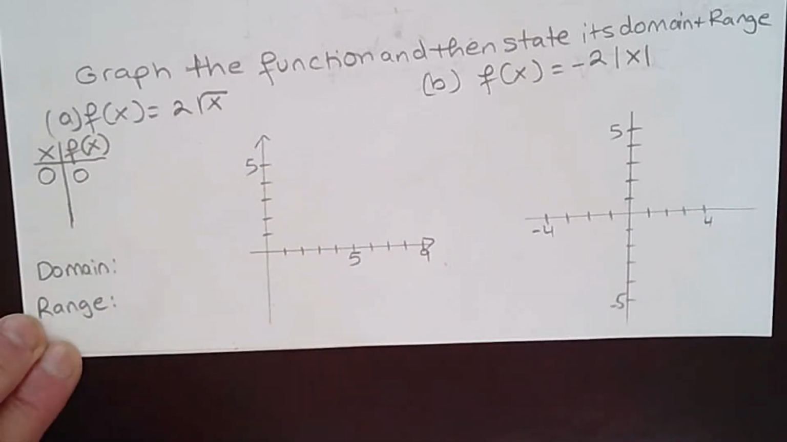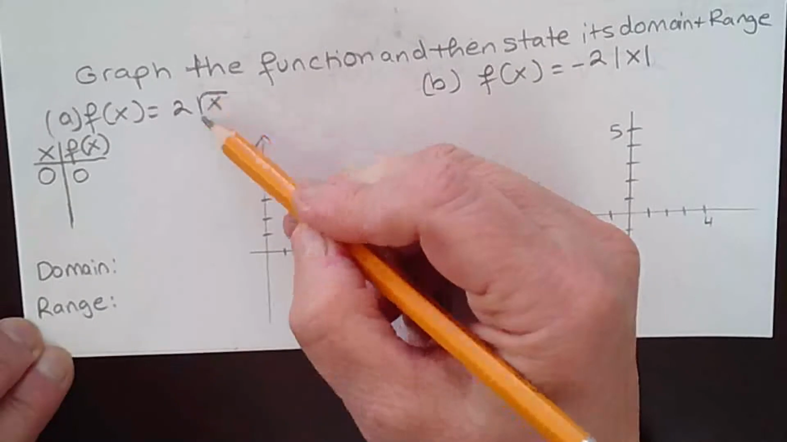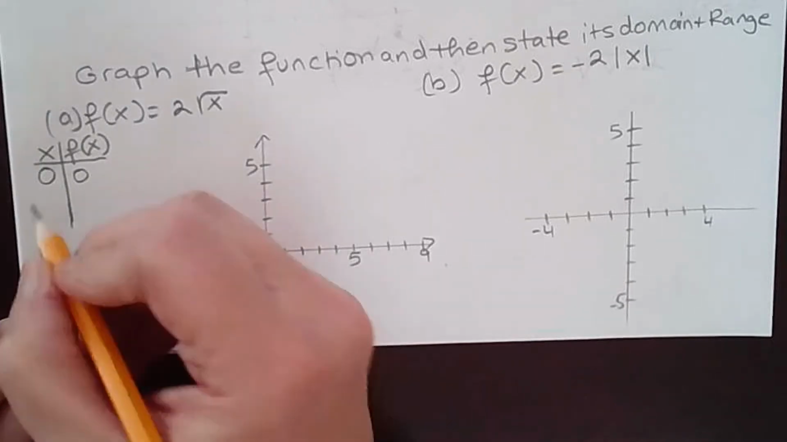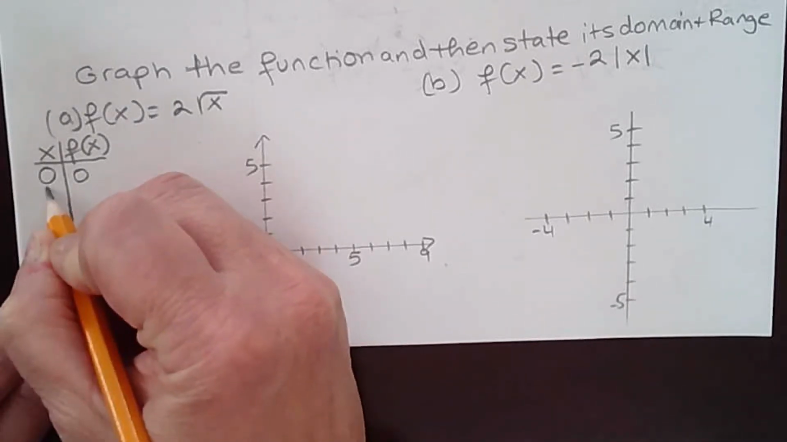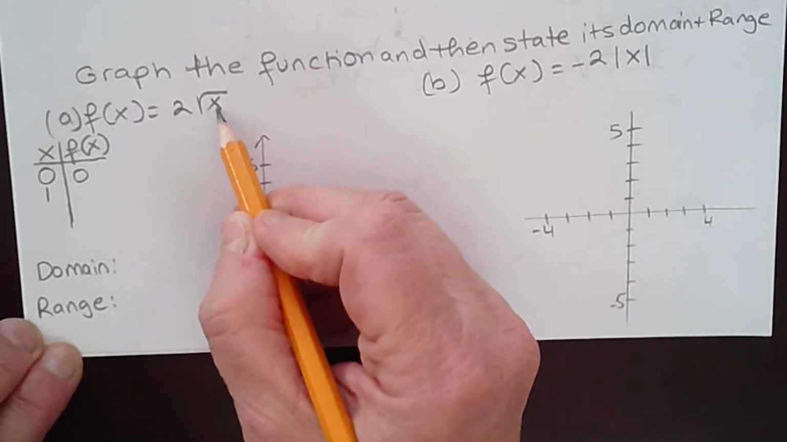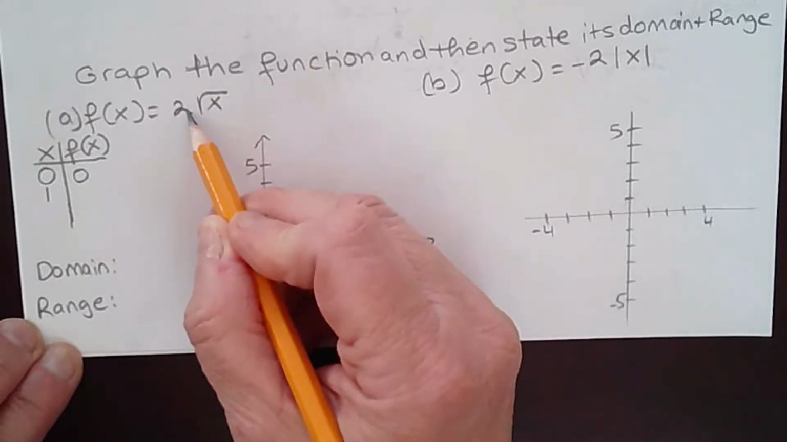Now let's select other values of x. You can choose any values of x that are greater than 0, but it would be a good idea to choose values of x that would come out of the radical. So for instance, 1, 4, 9. Let's go ahead and do that. If we choose 1, then you have the square root of 1. The square root of 1 is 1, and 1 times 2 is 2.